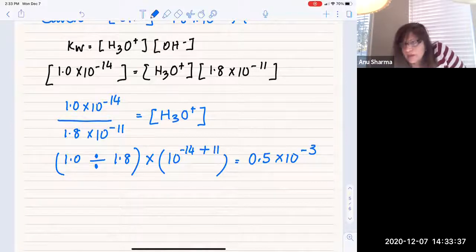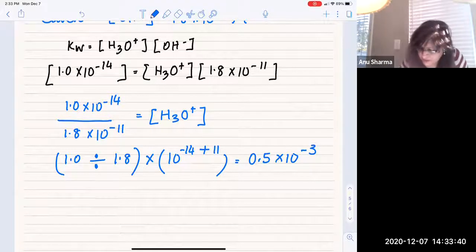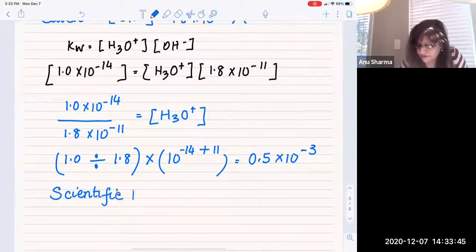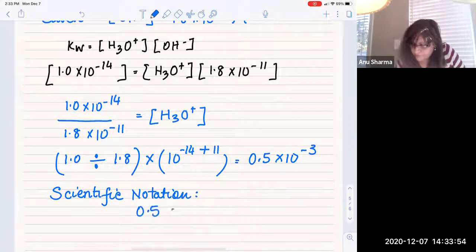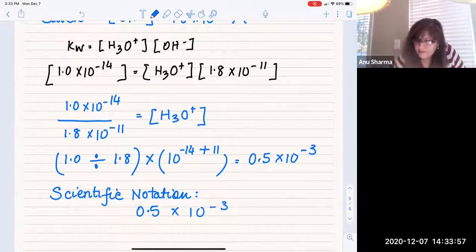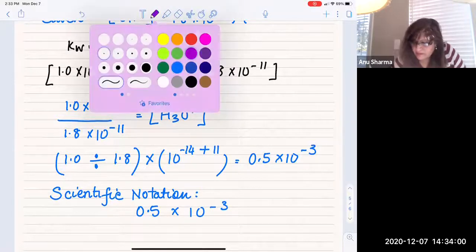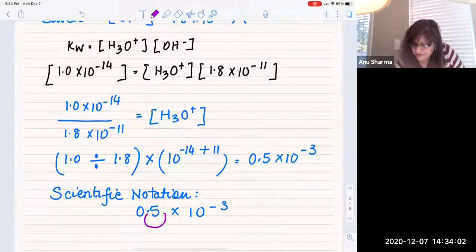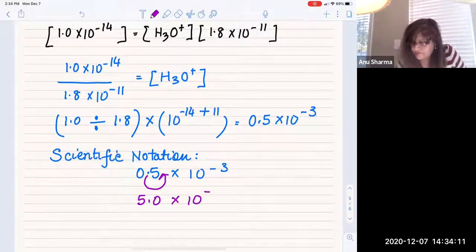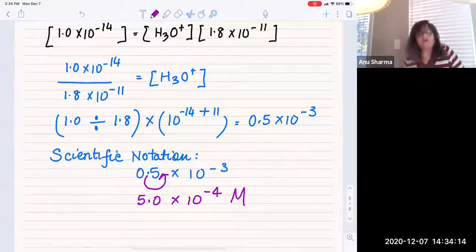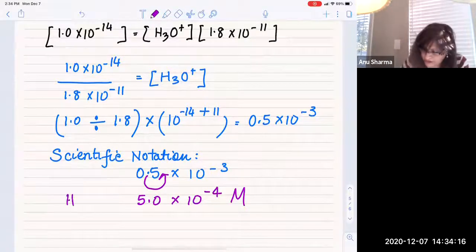But here's the thing, you have to convert this into scientific notation. So that's back to your first and second chapter. How would you do that? You take the initial number, which is 0.5 in this case, times 10 to whatever power, and you move the decimal. So you moved it one place. So this becomes 5.0 times 10 to the power negative 4 M. Always important to write the units.